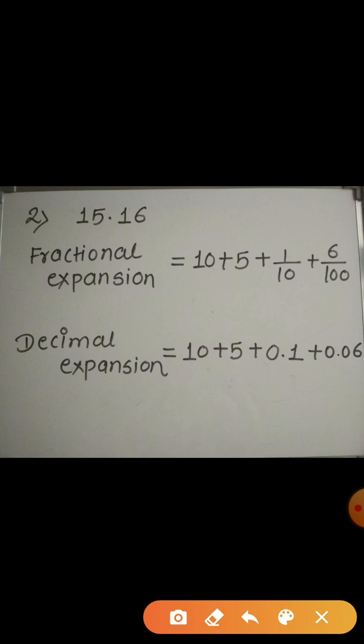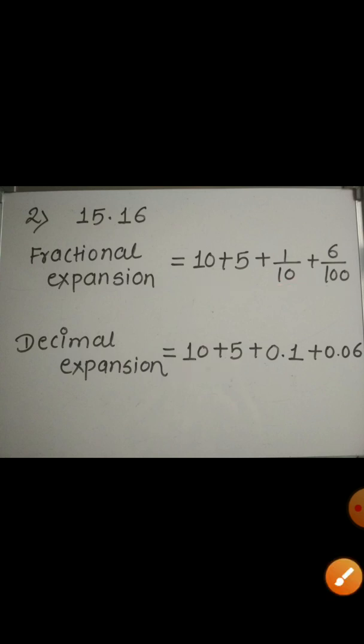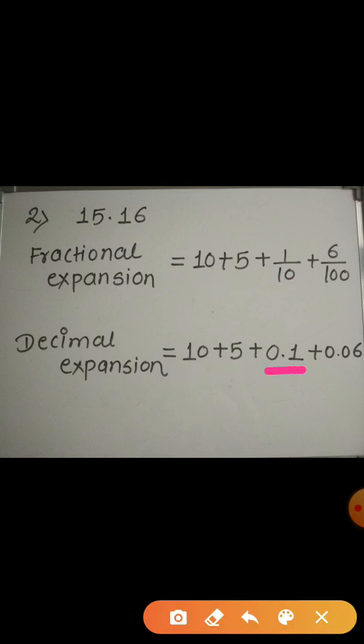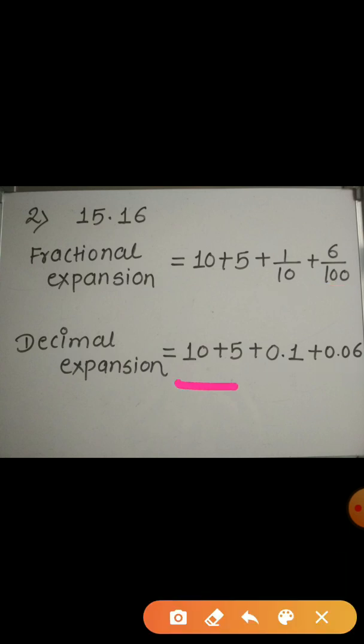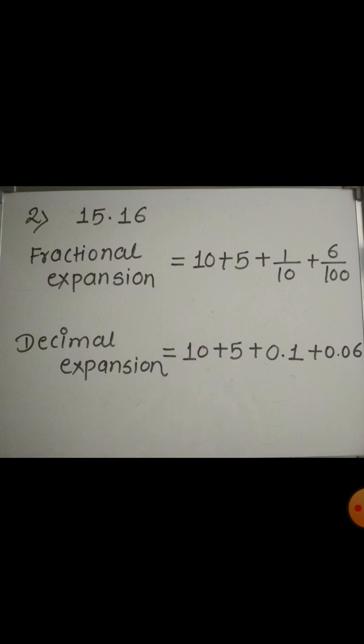While writing the decimal expansion, we write 10 plus 5 as it is. Only we convert the fractional form into the decimal form. 1 upon 10 we can write as 0.1 and 6 upon 100 we can write as 0.06. 0.1 is the decimal form of 1 upon 10 and 0.06 is the decimal form of 6 upon 100. Hence the decimal expansion is 10 plus 5 plus 0.1 plus 0.06.